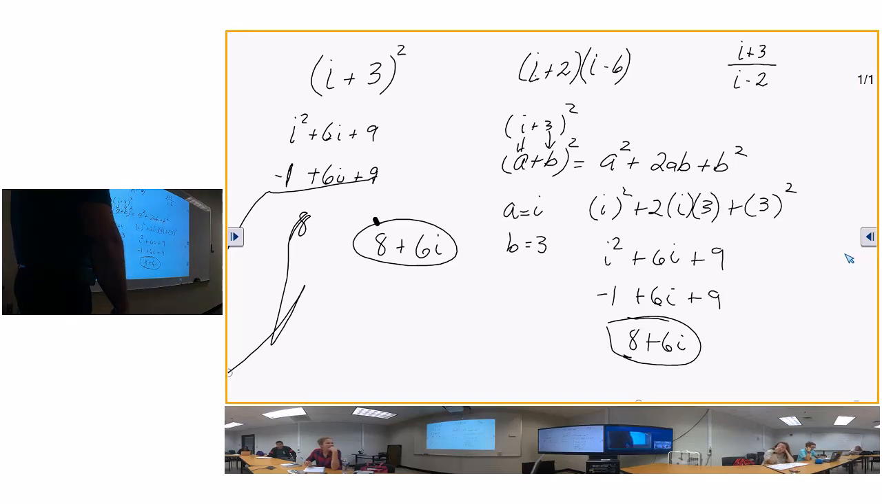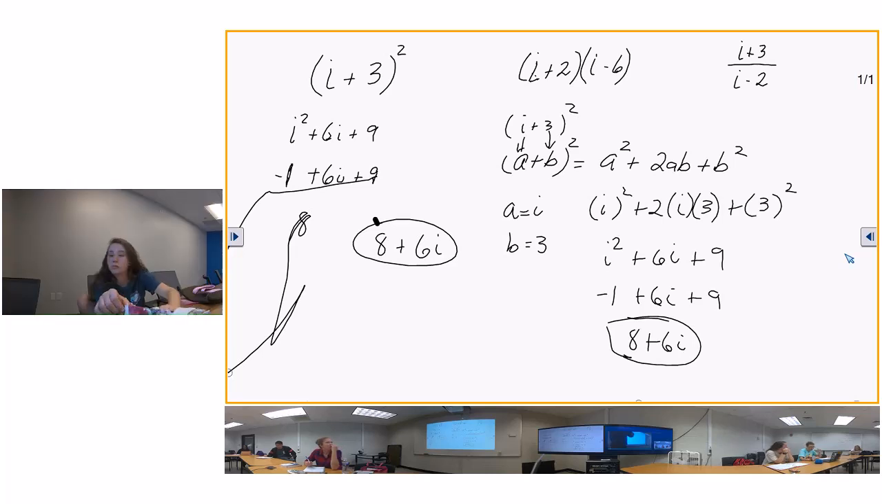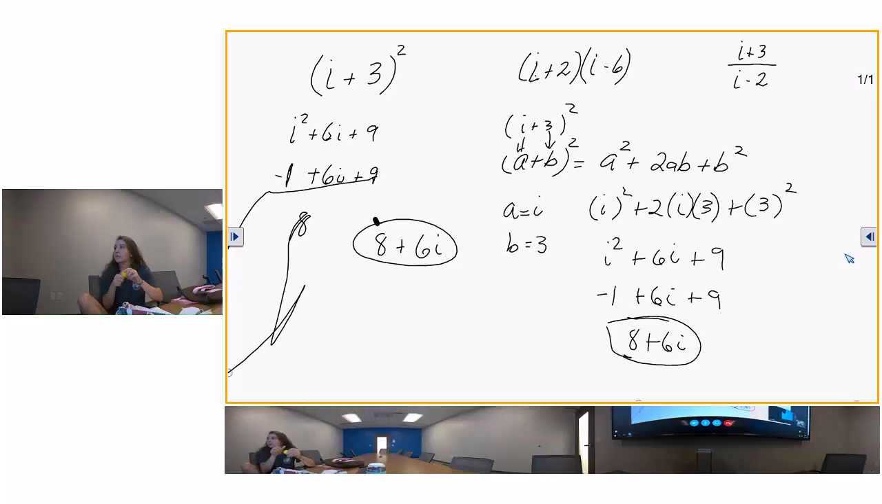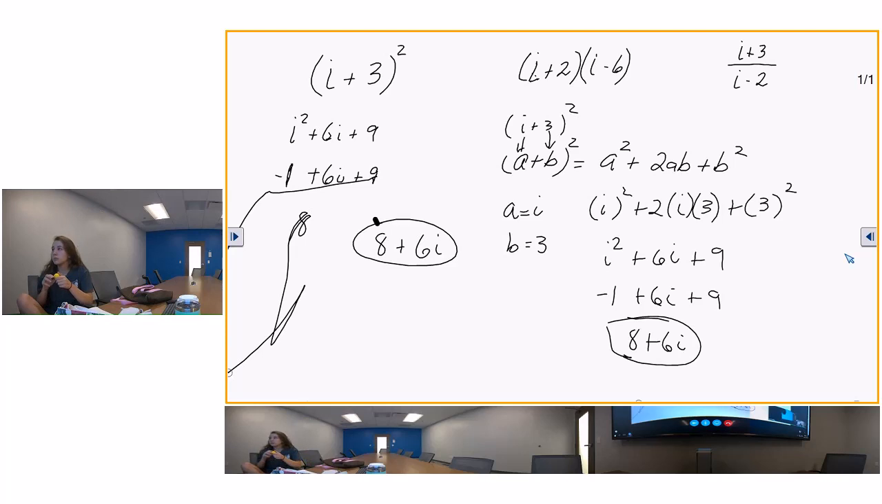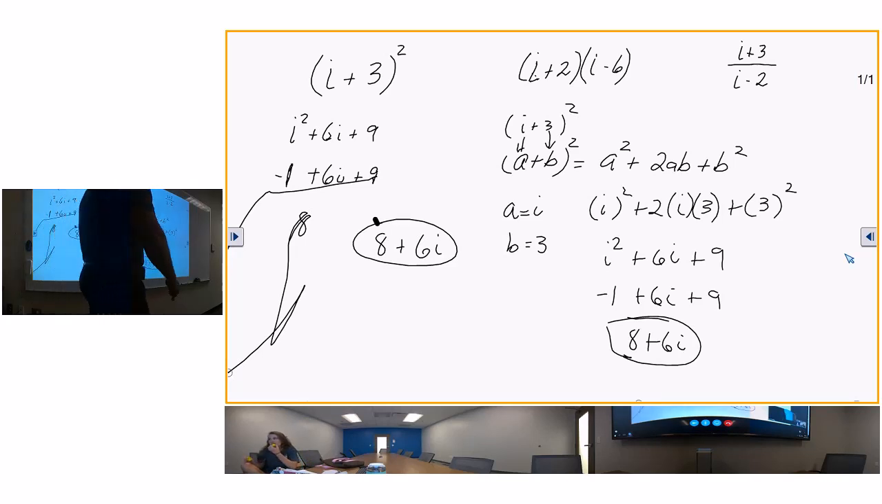Basically, you just distribute. Say again? Basically, you just distribute the i. You just use shortcut number 1. That's what you're supposed to use.